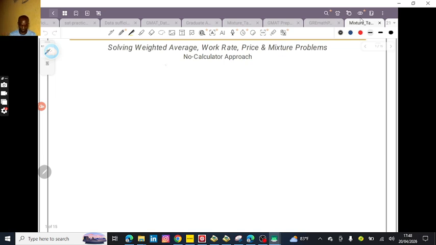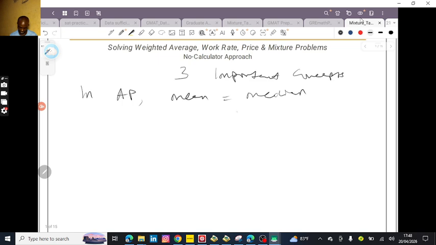Three main concepts. Three important concepts, okay? So the three important concepts: in an AP, arithmetic progression, mean equals median, and equals the first plus the last, divided by 2.